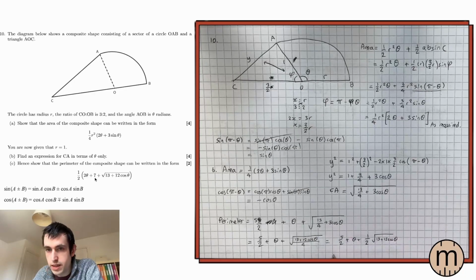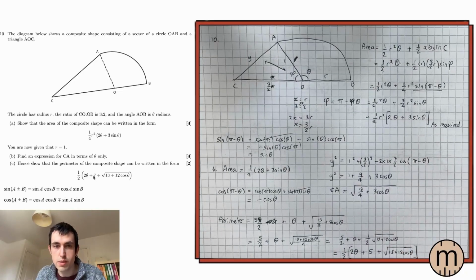And then finally, if you've just about got enough room, take out a factor of a half from everything. So theta times 2 cancels out, plus 5 plus the square root of 13 plus 12 cos theta to finish off. As I say, that should be a 5. I'll correct that in the original document.